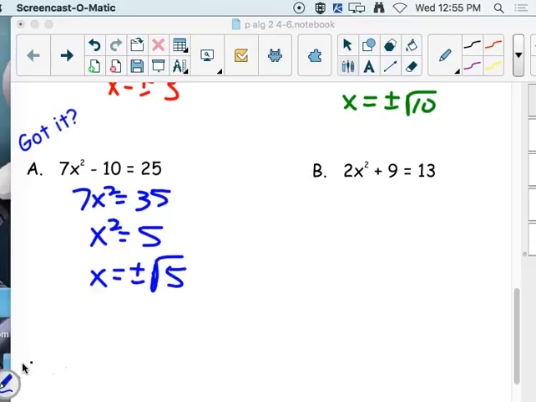If anybody misses this on a test, usually it's you forget the plus or minus. You just have to remember every time you physically write a square root symbol down, that has to happen.